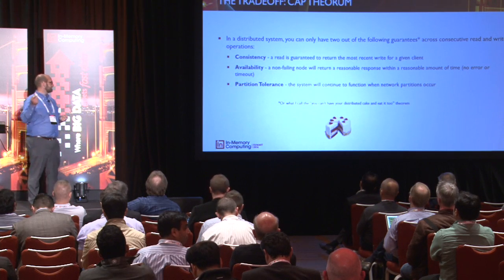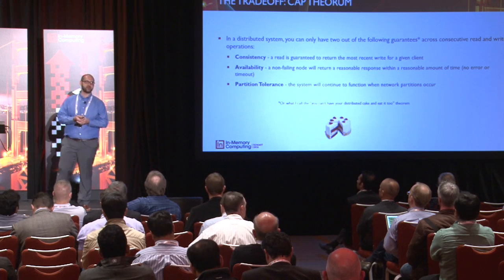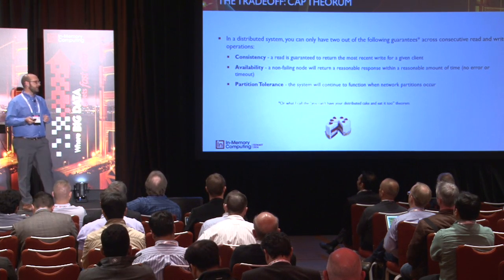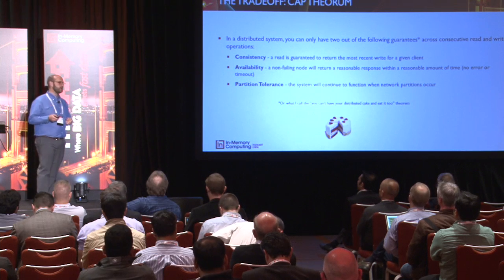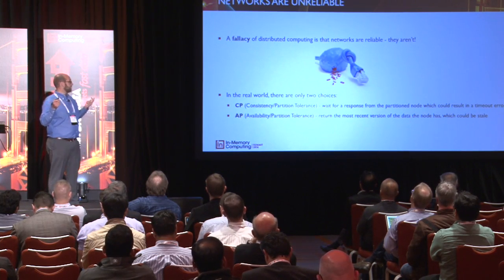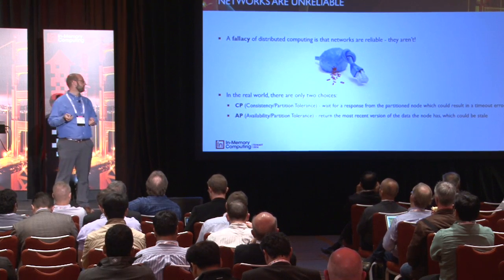So my buddy Jay says this is what we like to call the "you can't have your distributed cake and eat it too" theorem, right? You can't have it all. You have to pick a sacrifice somewhere. And it's actually not as easy a decision as you think, because the reality is the network is unreliable. It's always going to be unreliable.